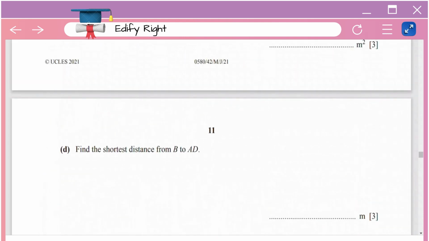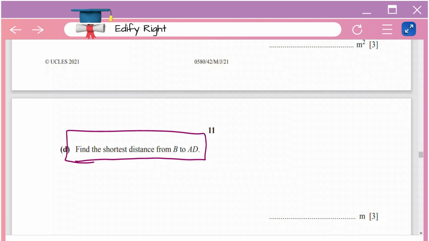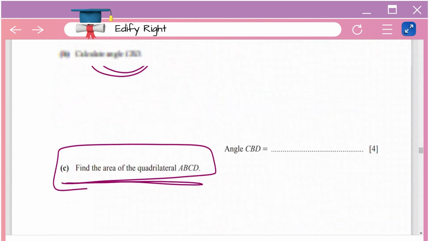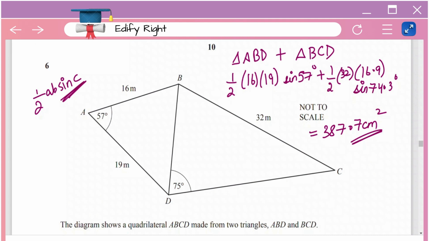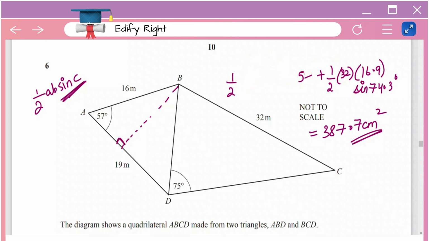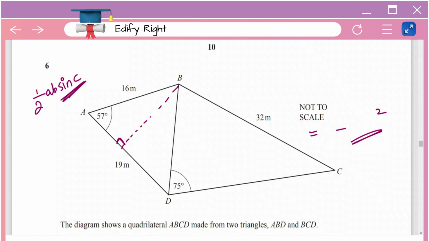Next we have to find the shortest distance from B to AD. So whenever we say shortest distance, it's basically the perpendicular, guys. So they are asking you to find out from B the shortest distance, the perpendicular from B to AD. To solve that, let me just clear this out first. Here we're going to equate the area of the triangle. The area of triangle ABD can be found in multiple ways. One way is just to use the usual formula, half into base into height.